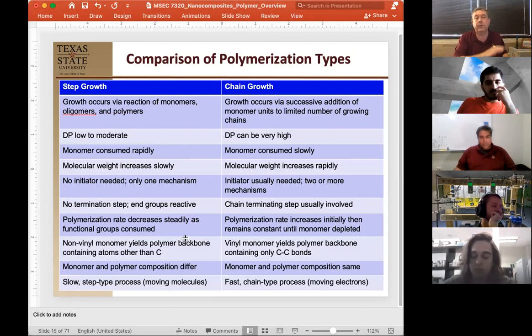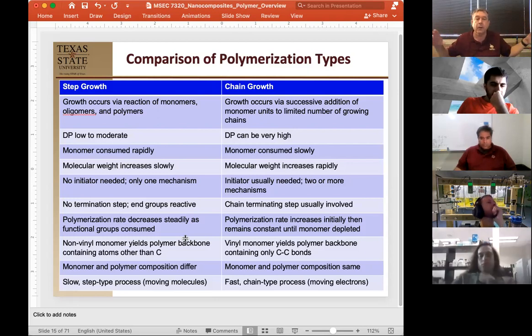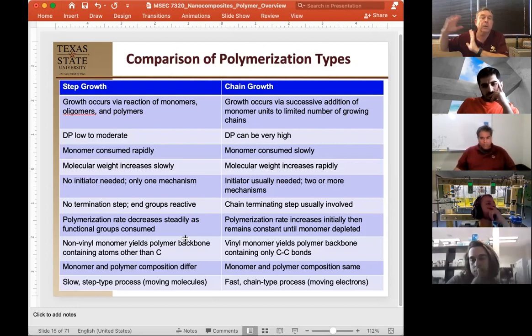In the case of step growth, monomers are consumed rapidly because monomers are immediately converted to dimers, trimers, tetramers. And again, the properties don't change until you have hundreds of repeat units together or thousands of repeat units. In chain growth, the monomer is consumed very slowly. You can almost use the monomer as the solvent. And at the end, you actually have this molten polymer.